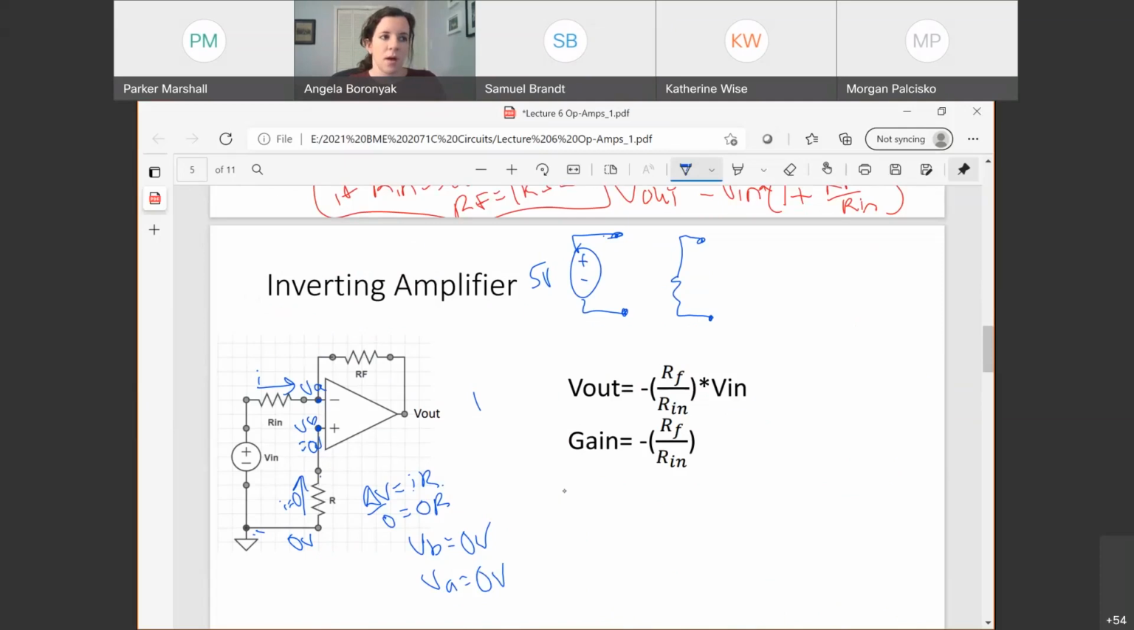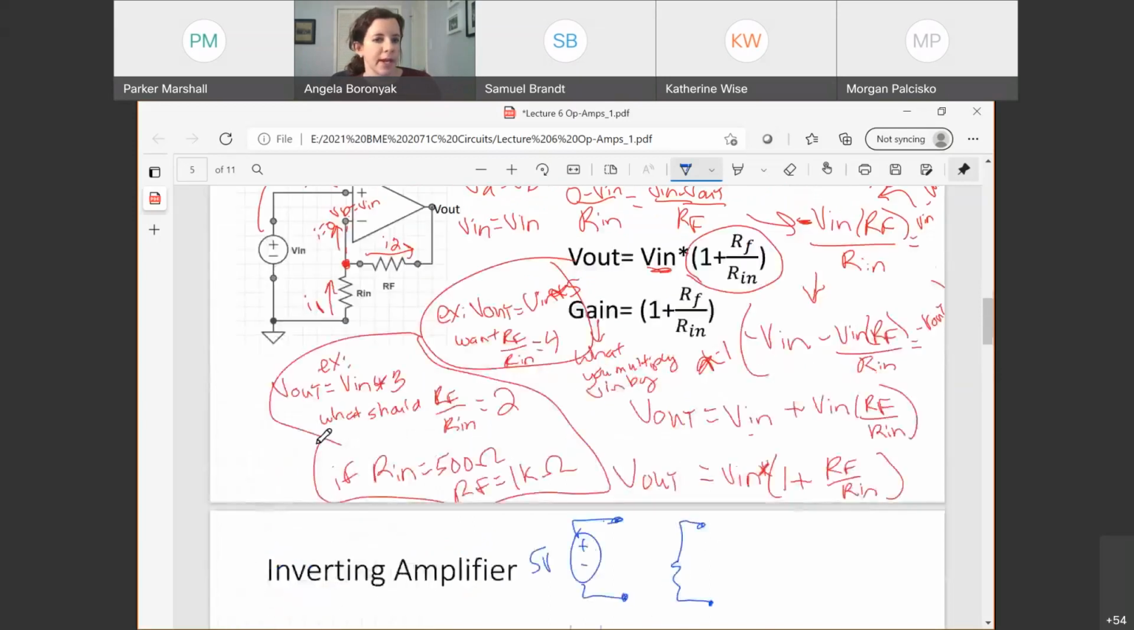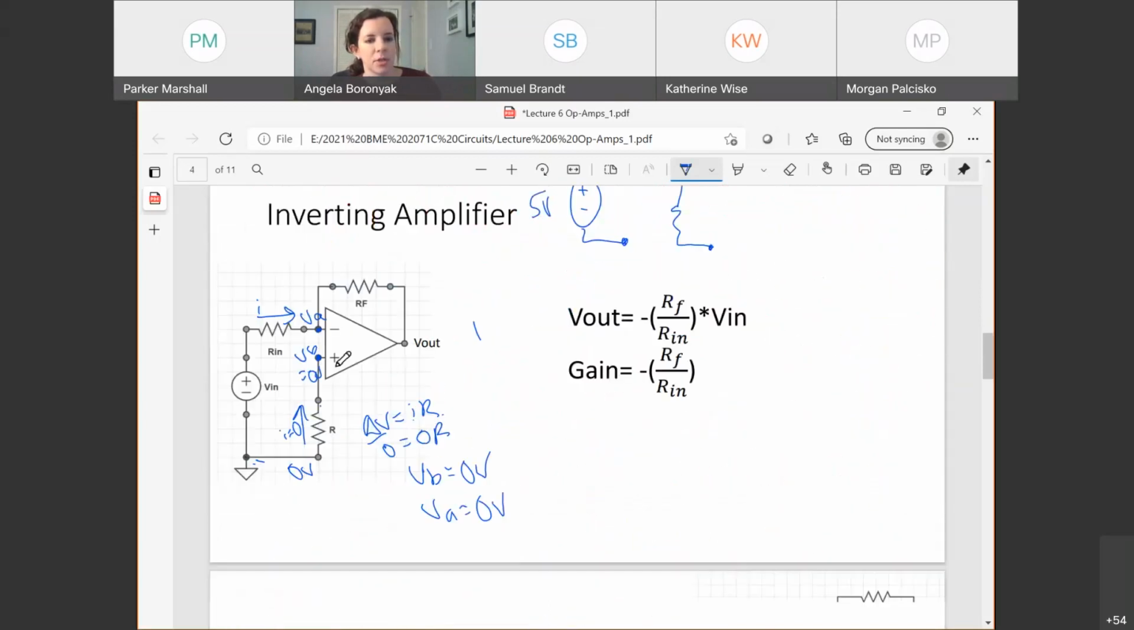Also 0 volts. Why? Because the voltage at my inputs for op amps, if there's a feedback loop, has to be the same. Is there a feedback loop here? Yes. Good, Brianna. From V out to my inverting input, I have a path, in this case with a resistor RF. So these voltages have to be the same. They won't always be 0. They won't always be Vn. I've got to look at how my circuit is hooked up to do that.